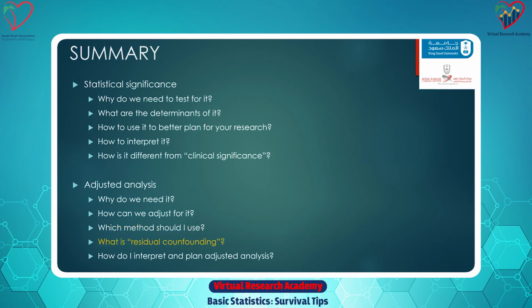Residual confounding is really, really important. It means that there are factors that you didn't adjust for. When you interpret any adjusted analysis, you have to ask yourself, how big is residual confounding? There's always residual confounding. And when you plan your research, try to minimize it by including all important confounders. And if you can't, you just have to acknowledge that in limitations.